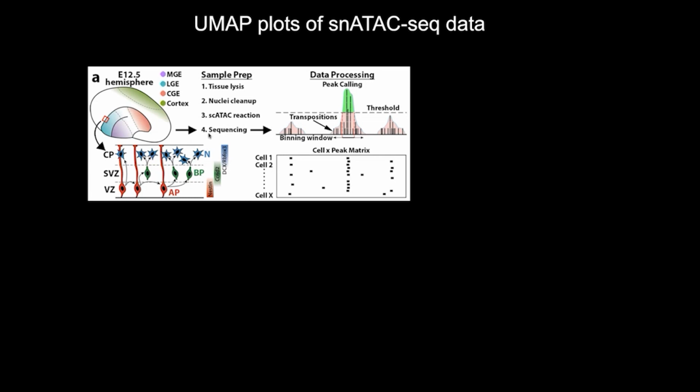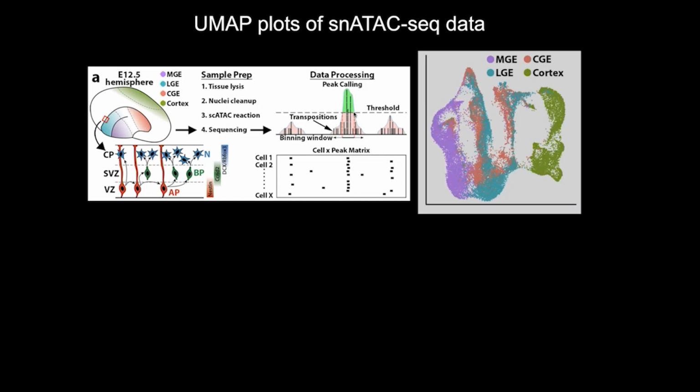Again, we dissect the regions, prep this tissue, and as you sequence it, you basically have this binning window. And in a cell, if you get many reads over a threshold, this is called peak calling. So we would call this a region in the DNA that is accessible in a particular cell. And this is what the plots look like.